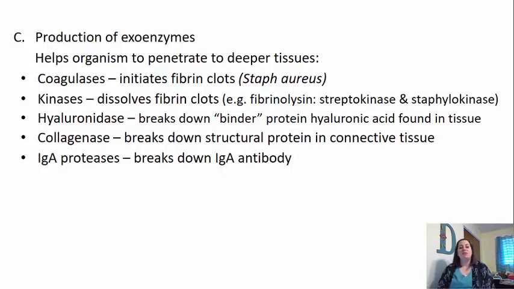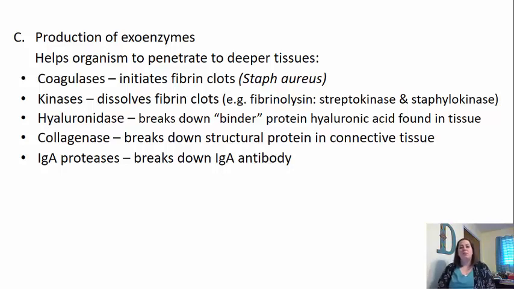An example of this could be coagulases. Coagulases initiate fibrin clots. Staph aureus is one example of this. It's an enzyme that they produce that initiates clotting. We also have kinases. These will actually dissolve clots. If the body is trying to make clots to fence off the invader, this will dissolve those clots. One example is streptokinase, and we actually use this to help dissolve clots when somebody is having a stroke.